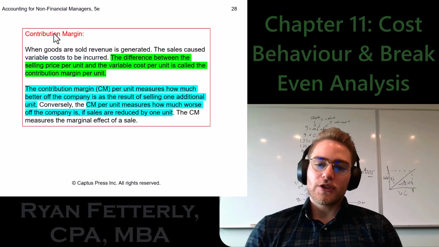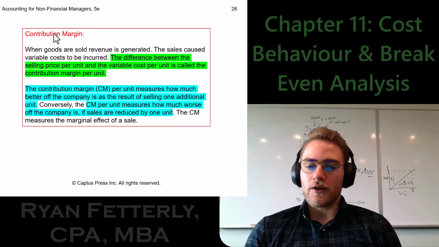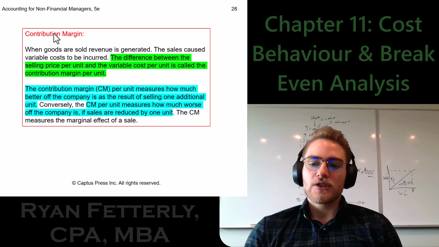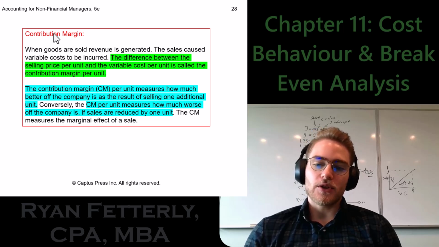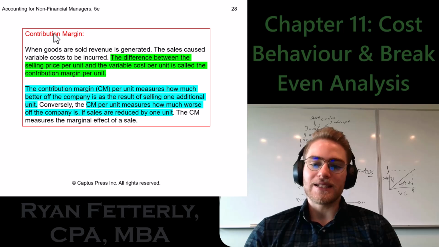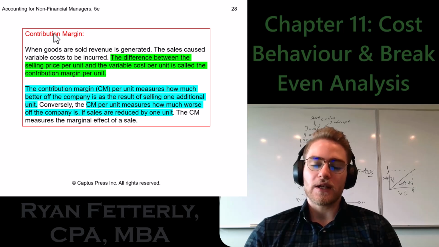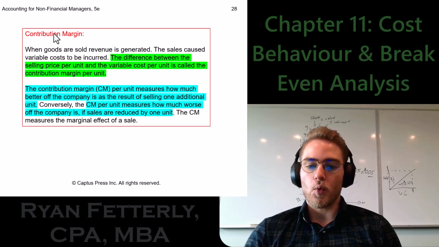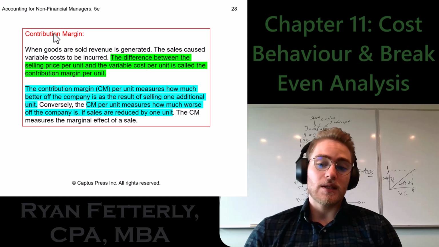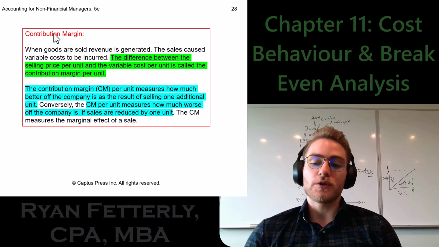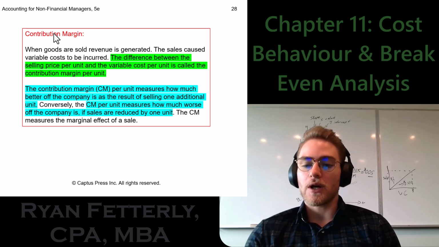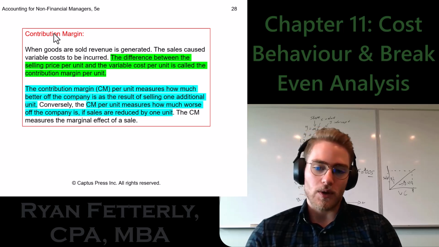So contribution margin: when goods are sold, revenue is generated, and then the sales cause variable costs to be incurred. The difference between the selling price per unit and the variable cost per unit is called the contribution margin per unit, right? The contribution margin per unit measures how much better off the company is as a result of selling one additional unit. Conversely, it measures how much worse off the company is if sales are reduced by 1 unit, right?